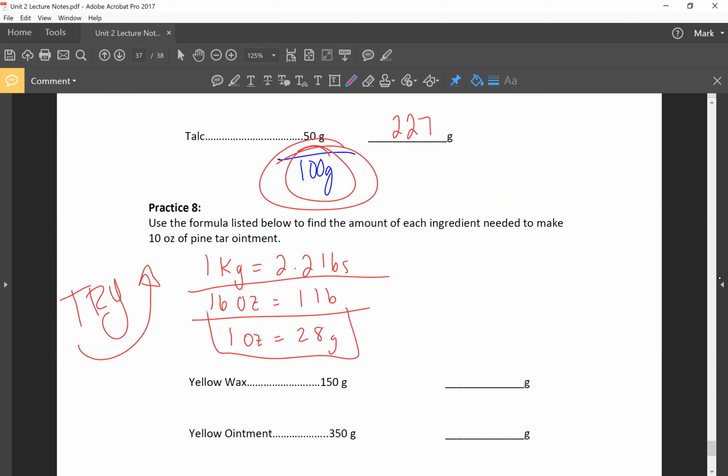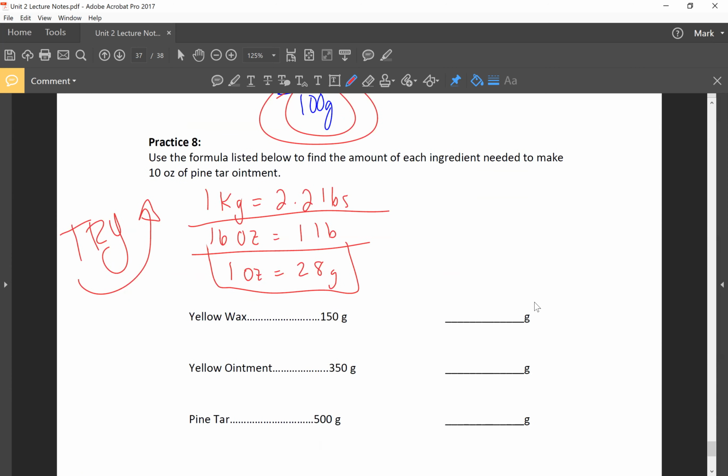But yeah, good luck. I want you to figure out how to make 10 ounces of pine tar ointment, and this is the recipe for pine tar. Yellow wax, yellow ointment, and pine tar, whatever these are, you need to mix them together, and I want you to make me 10 ounces of this. So I'll be back in 2 minutes and we'll check your answers.